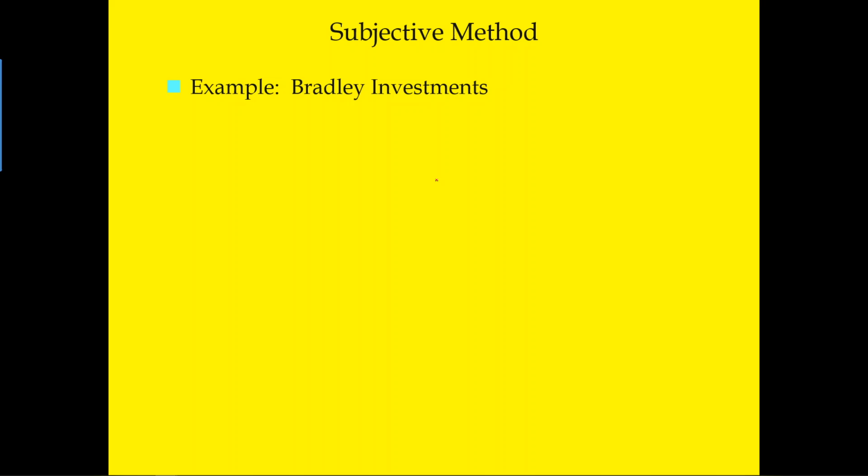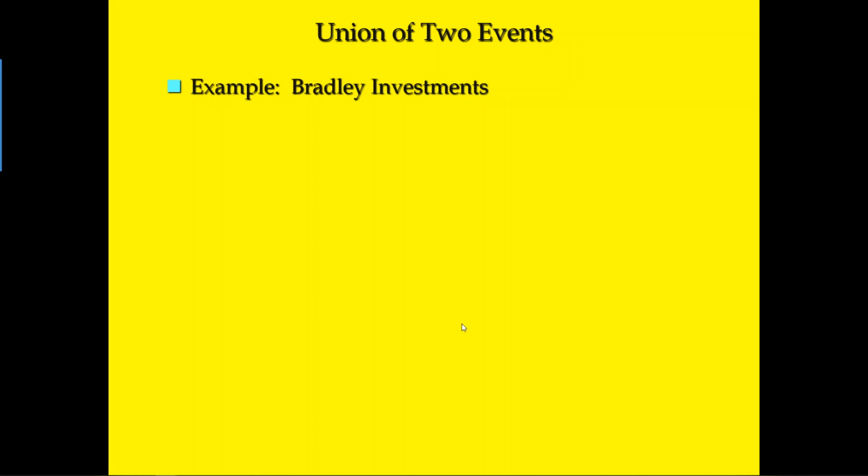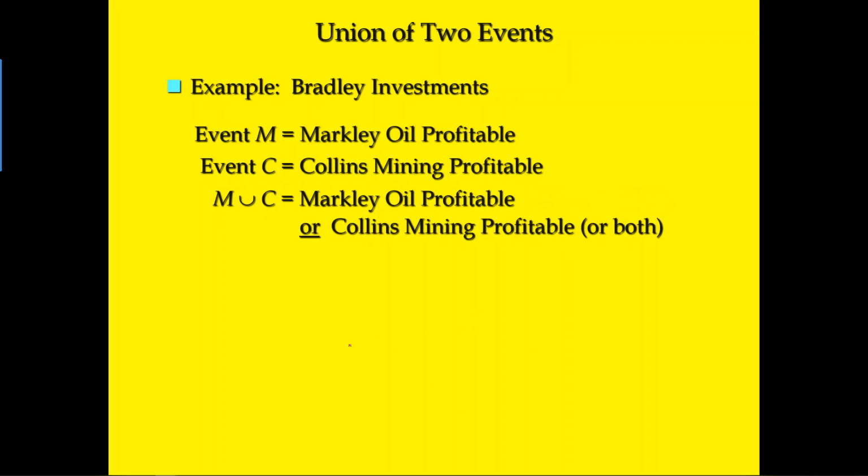So we are using the Brown investment example again, and we try to look at the union of the two events. Remember, this is the probability distribution we're going to use, with probability and possible outcome. Here, we try to look at the probability of the union of the two events, event M and event C. We want to find the probability that Bradley oil or coal mining is profitable.